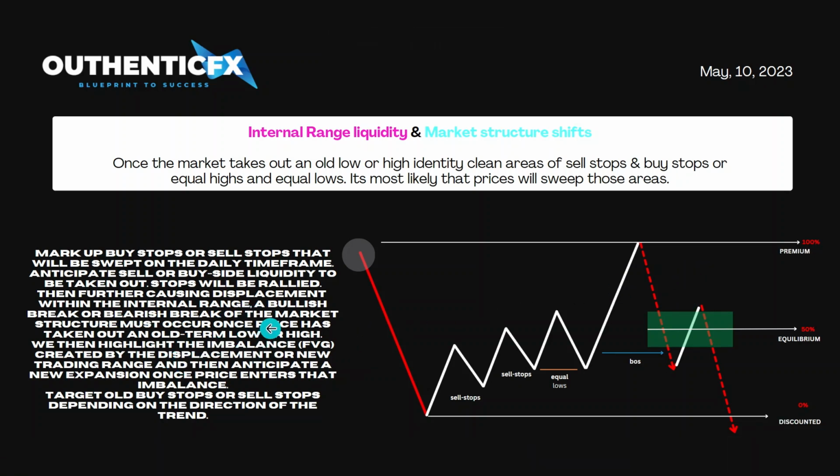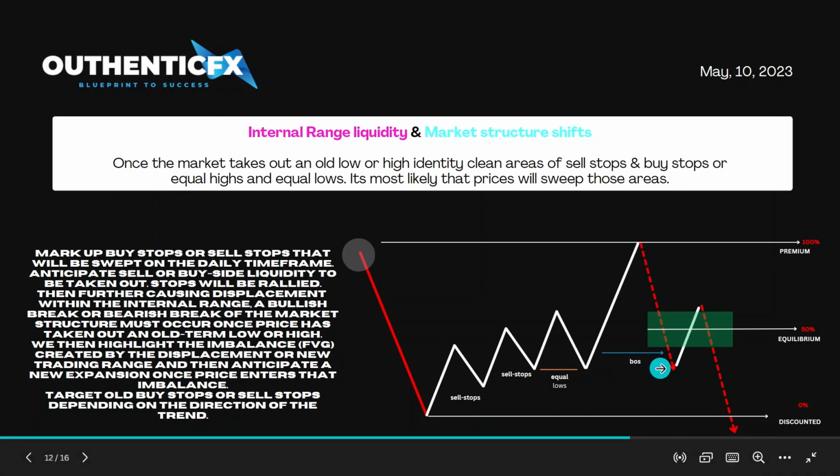So basically, as I was saying, a bullish break or bearish break of market structure must occur once price has taken out an old low or old high. So notice how we've taken out these highs, right? A displacement to the downside must occur, breaking structure, right?